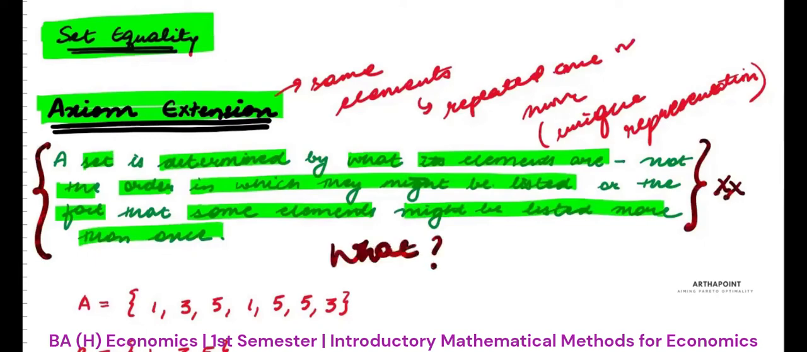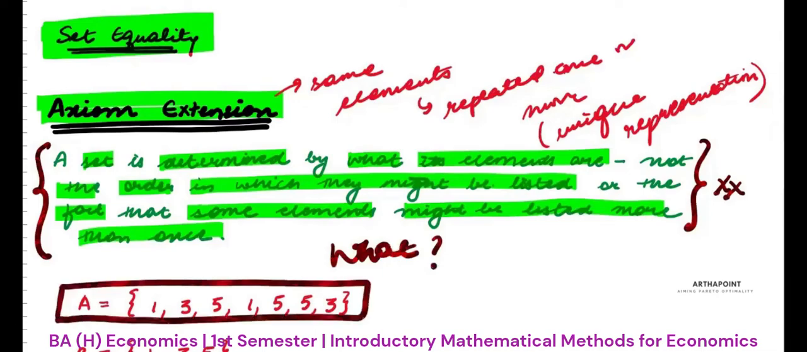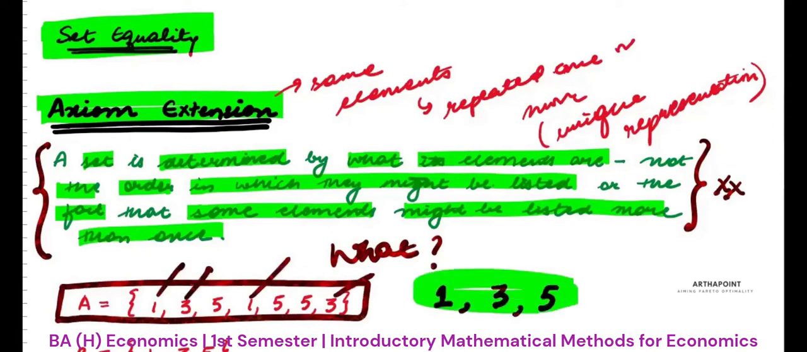Consider the set A, for example. This set has an element 1, however many times it may appear. It has the element 3, however many times it may appear, and 5. So there are only 3 elements which are uniquely represented by this set: 1, 3, and 5.